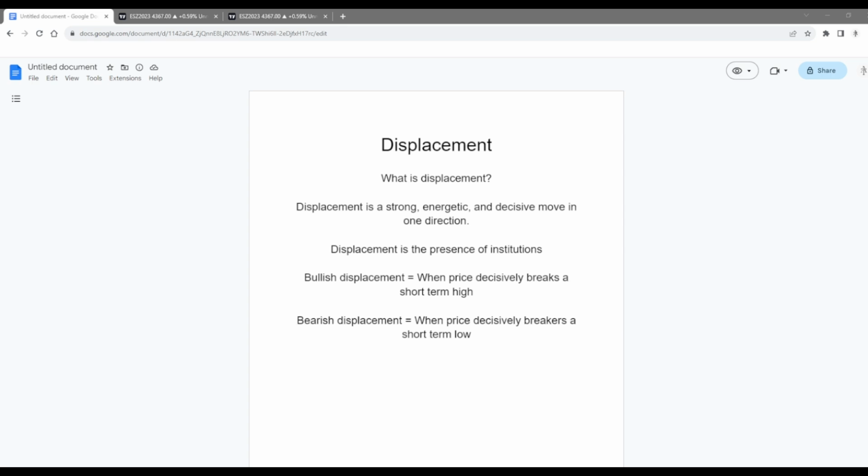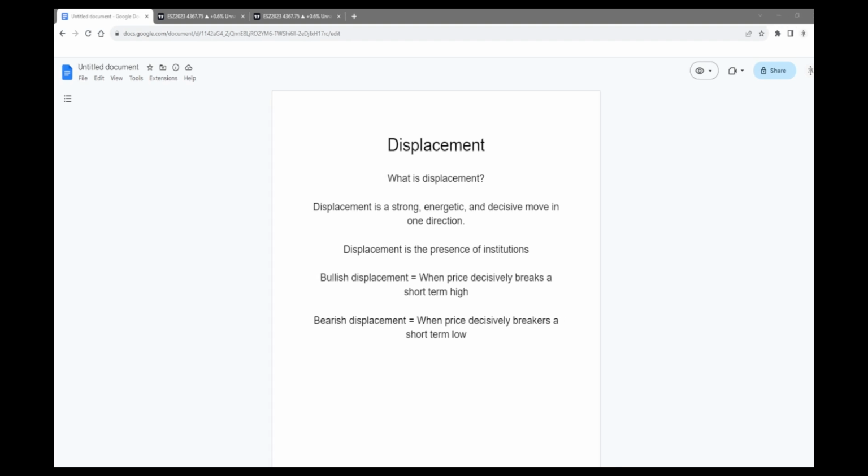Now, let's take a look at displacement. What is displacement? Displacement is a strong, energetic, and decisive move in one direction. Displacement is the presence of institutions. Bullish displacement is when price decisively breaks a short-term high. Bearish displacement is when price decisively breaks a short-term low.